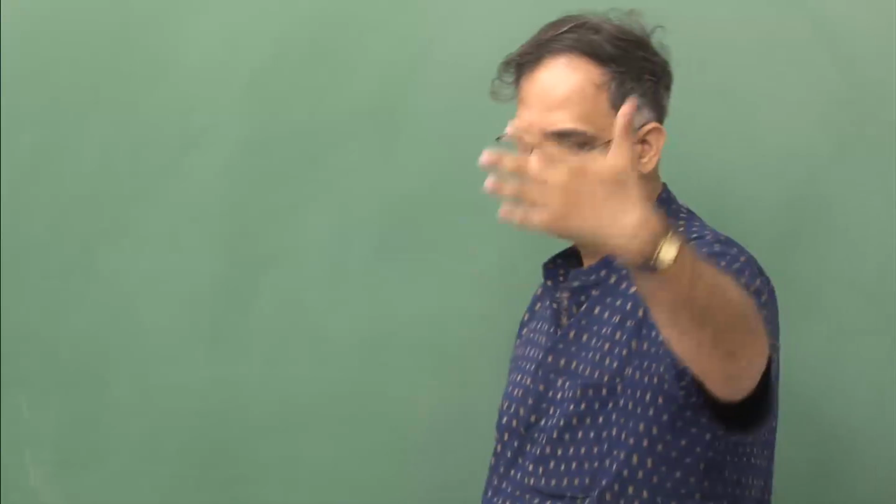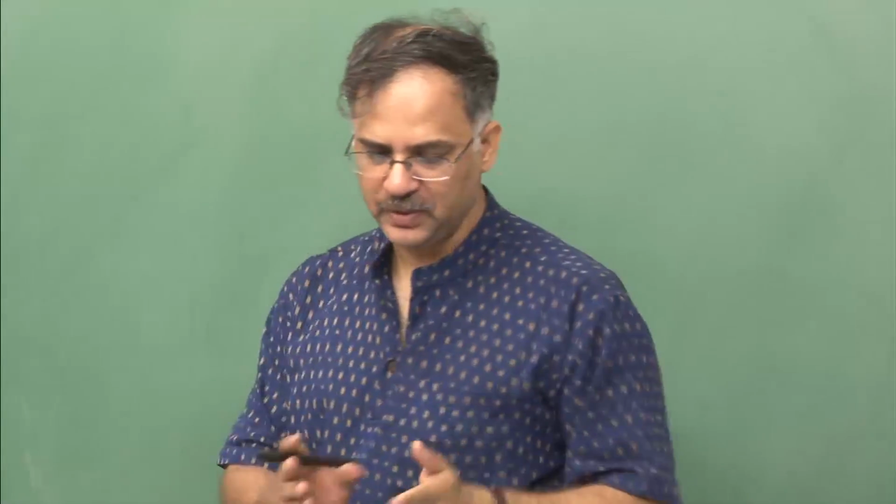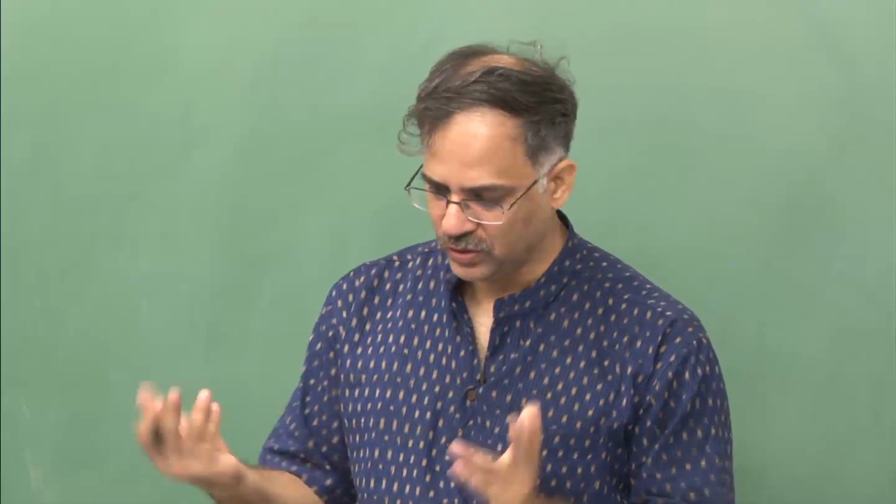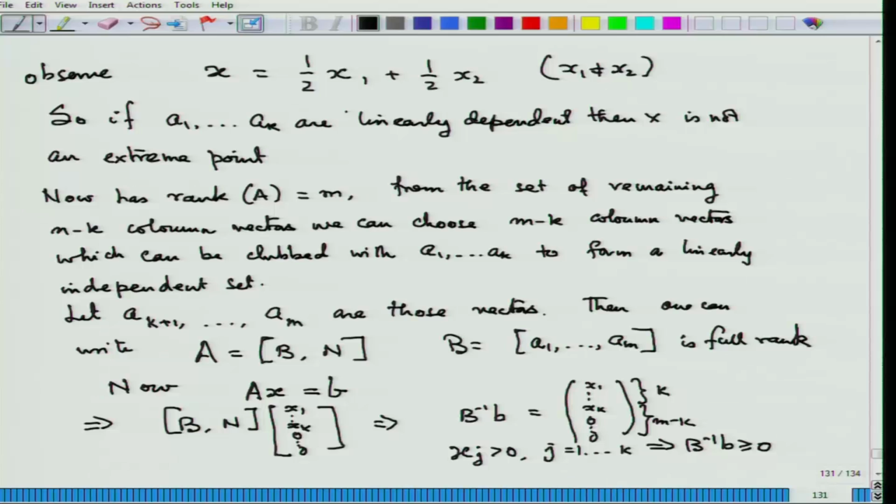If x is an extreme point, then I can represent A in this form B and N, where B has all its rows and all its columns linearly independent, and x can be represented as B inverse b. So, anyway, the remaining part N into x N is anyway 0. And that B inverse b has to be greater than or equal to 0, and that is our result.